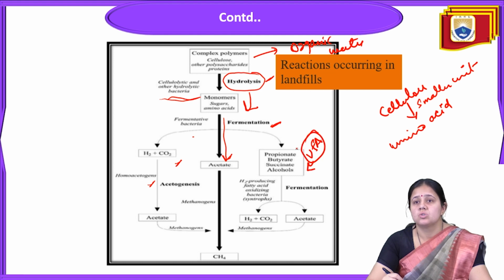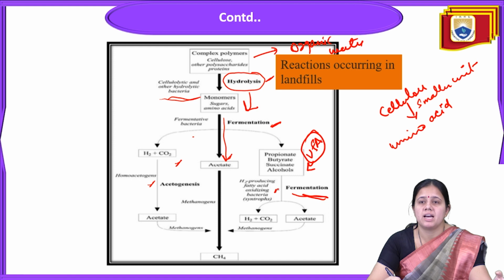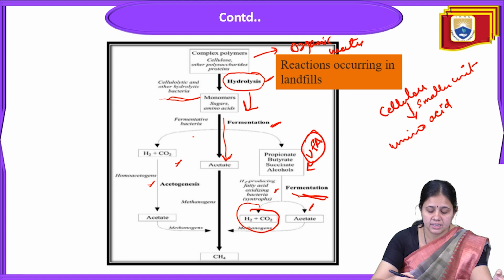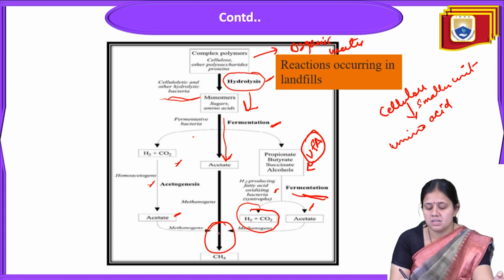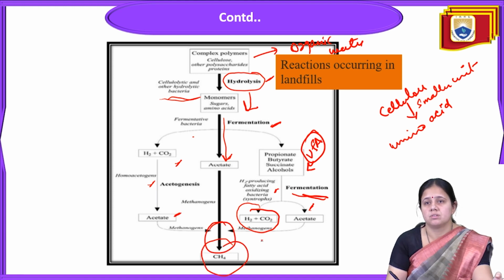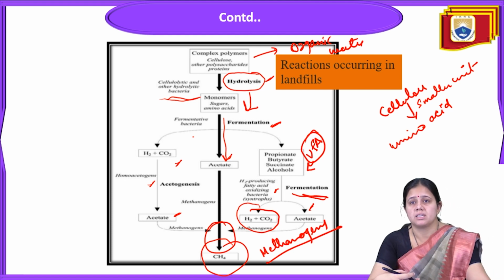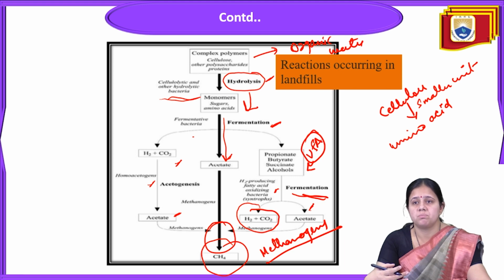Here you can see this. After that, the fermentation process will happen again, and the hydrogen producing volatile fatty acid oxidizing bacteria are there. They are again going to produce hydrogen and CO2 and some acetate. Here again acetate will be there, and by the reaction of the methanogens, all will mix and form a gas called methane. So the acetogenesis and fermentation processes all lead toward the formation of methane.